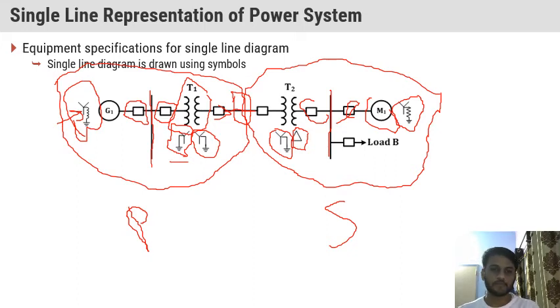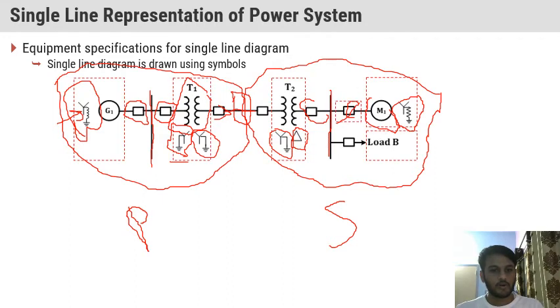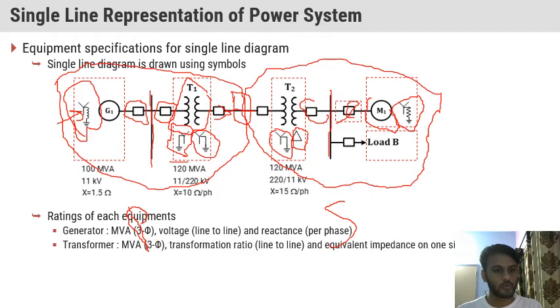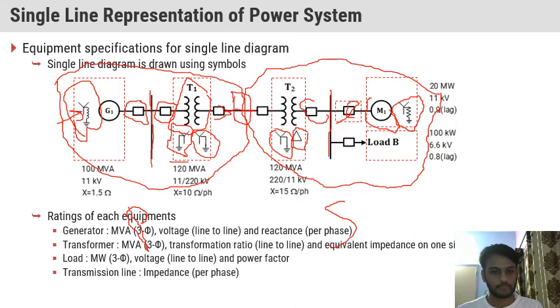Okay, so these are some symbols which are used in an SLD. All the components are marked. So, ratings of each equipment, and this is a generator, so its rating is somewhere about 100 MVA, or it can be 100, 200, 300 anywhere.